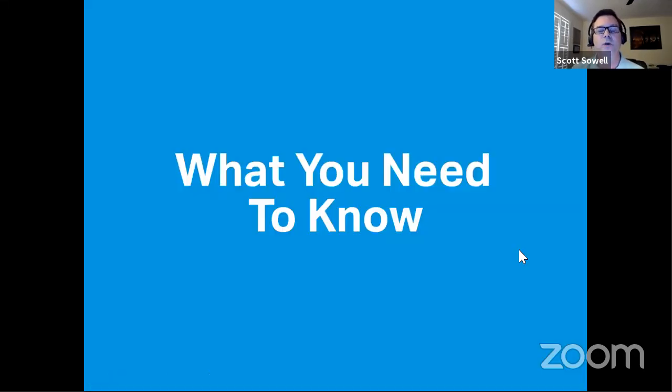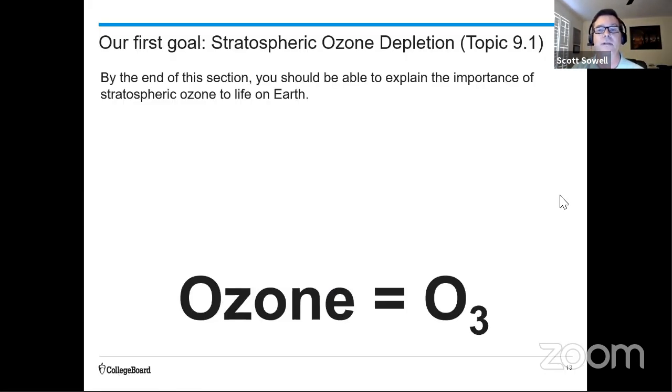All right, so here's what we need to know from 9.1 and 9.2. For 9.1, the first goal is that by the end of this section, you should be able to explain the importance of stratospheric ozone to life on Earth.